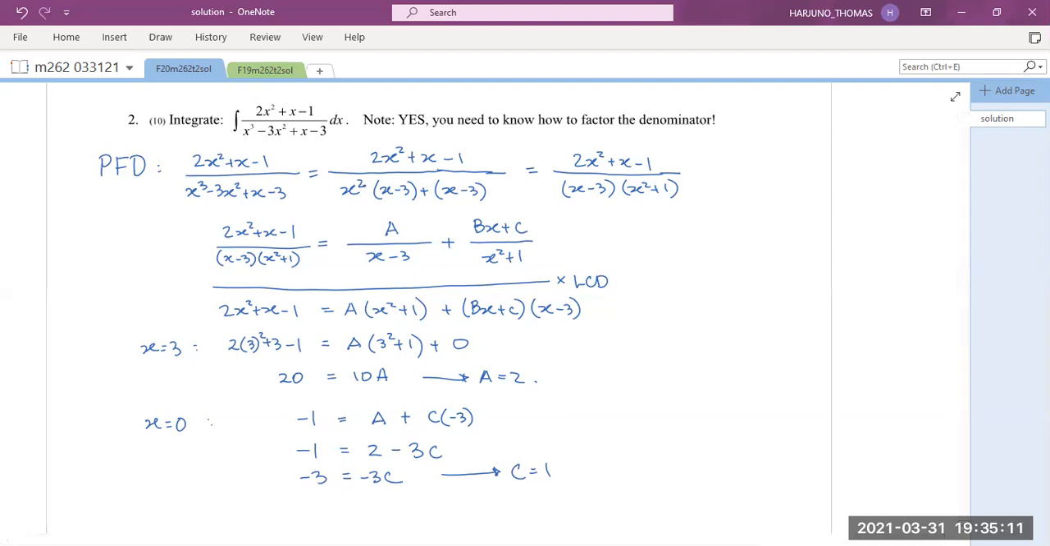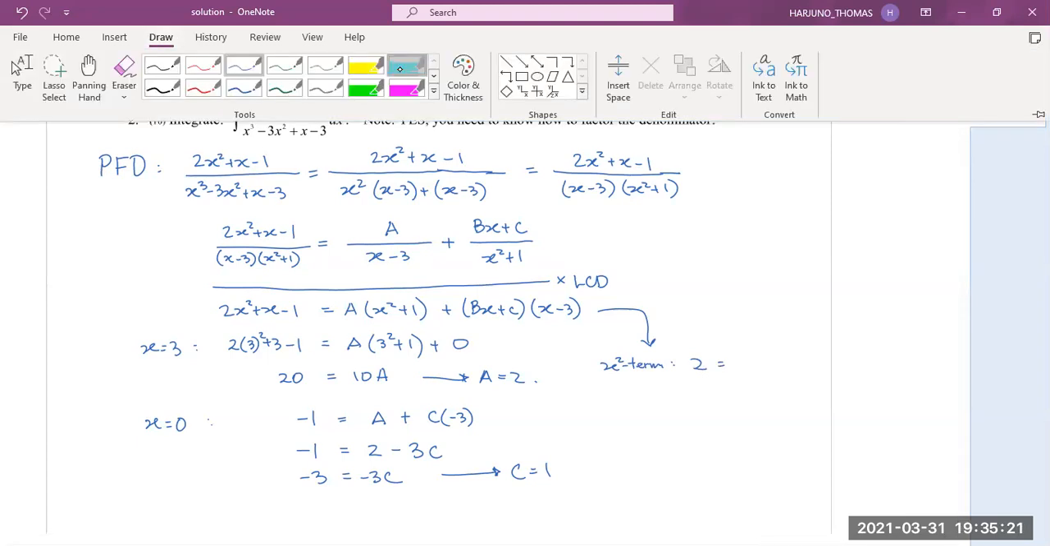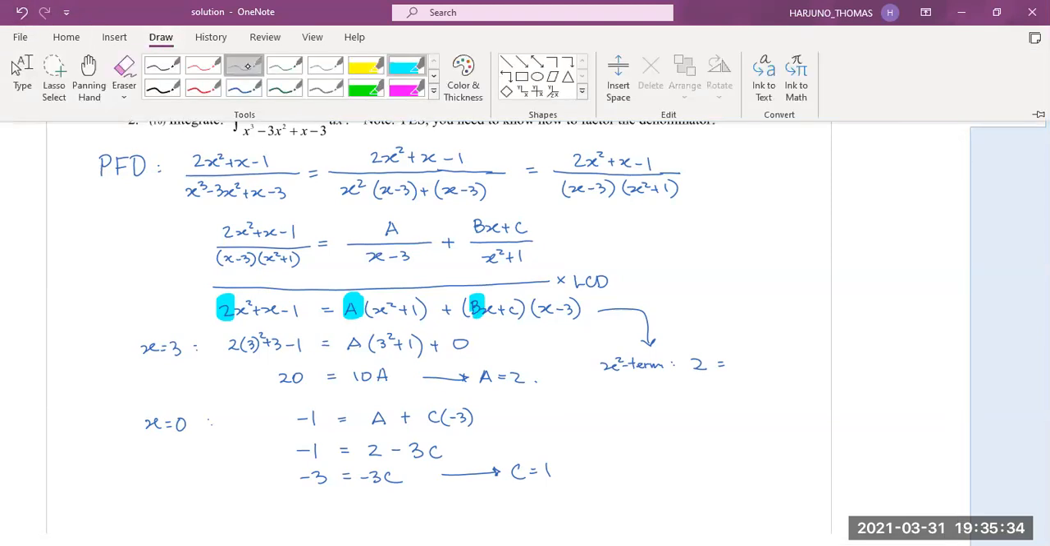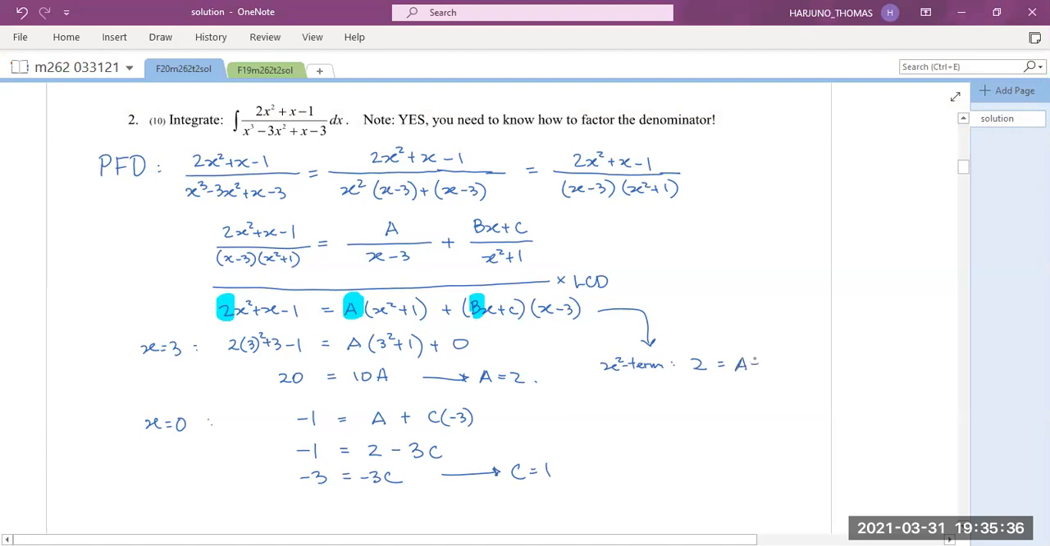How to get the b? We can see here the x squared term on the left-hand side has coefficient 2. On the right-hand side it is basically ax squared plus bx squared, no other way. So that's a plus b, but we know what a is. A is 2, so b must be 0.